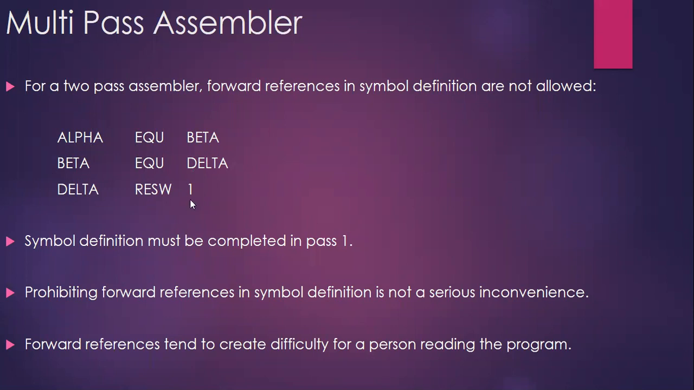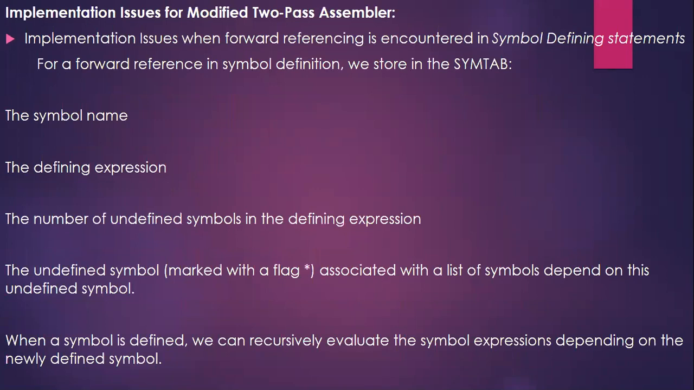So this type of example we call a sequence of forward references. He is dependent on the next one, he is dependent on the next one, and it continues exactly. Next we have something called implementation issues for the modified two-pass assembler.